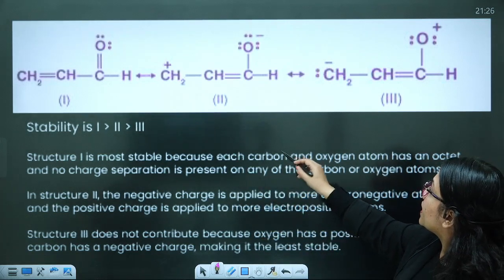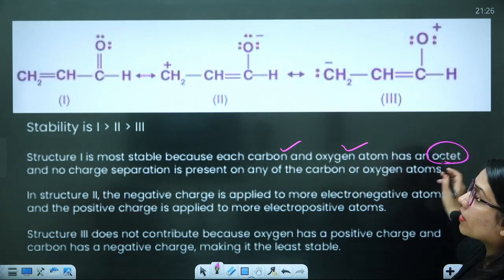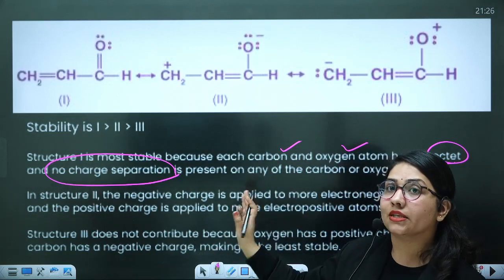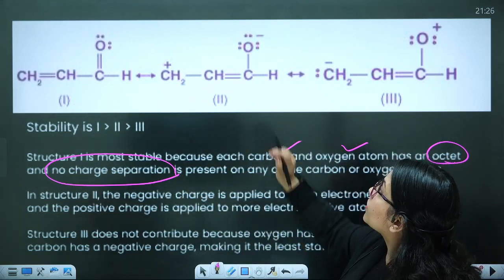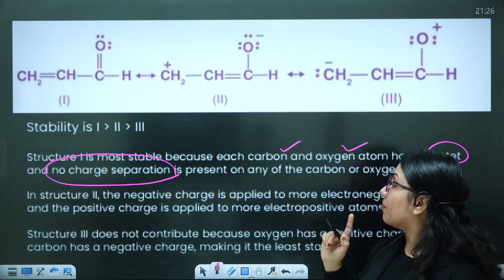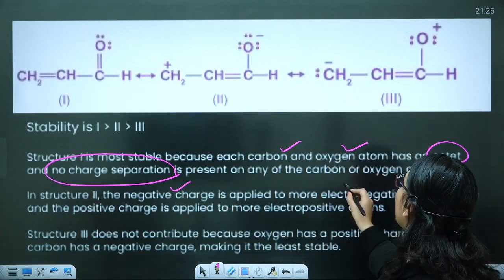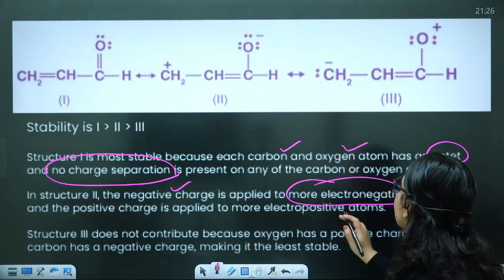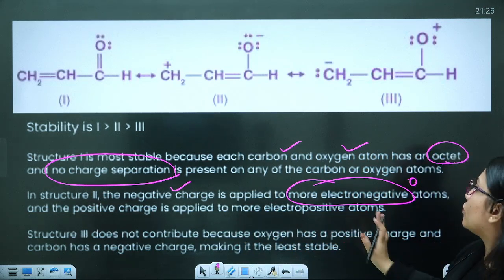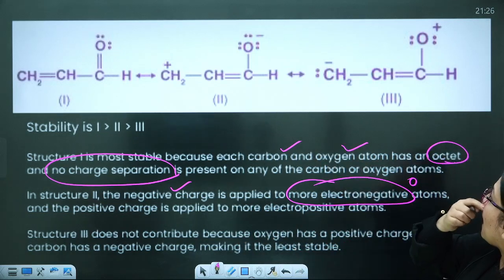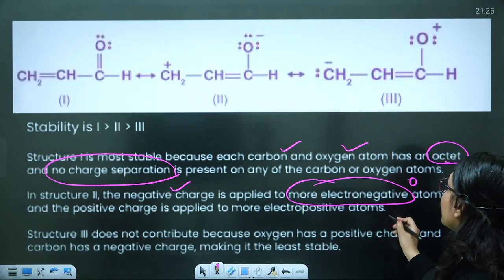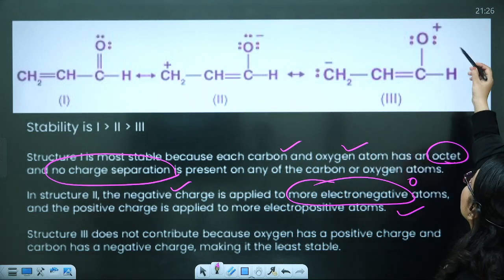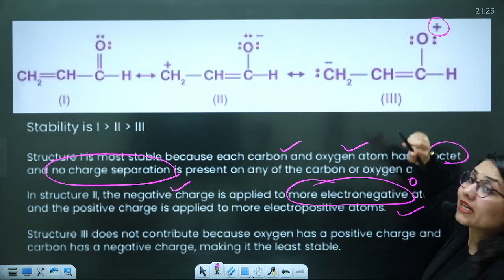Why? Because each carbon and oxygen atom has an octet and no charge separation is present in structure 1. But in structure 2 there is charge separation, with the negative charge on the more electronegative atom, that is oxygen, and the positive charge on the more electropositive atom, that is carbon. So this is more stable than 3 because here the condition is different. We can see a positive charge on the electronegative atom.